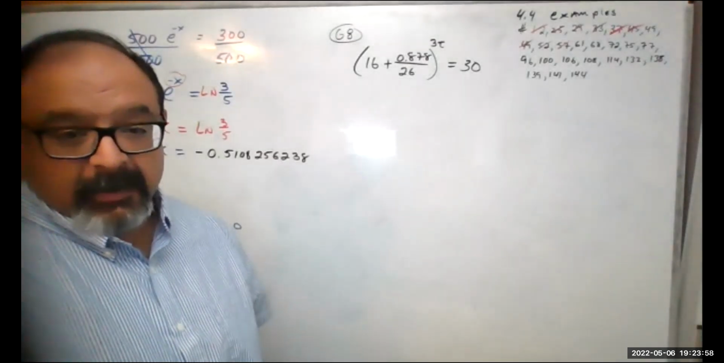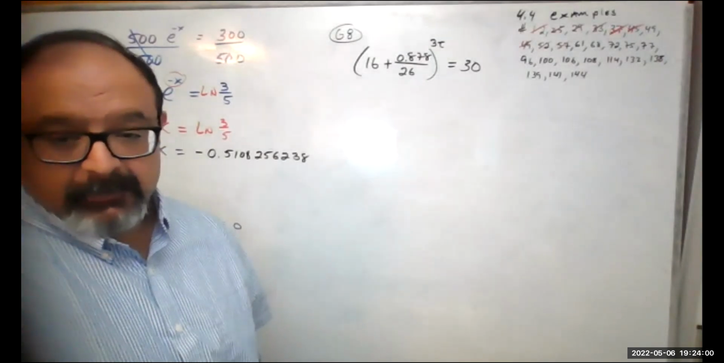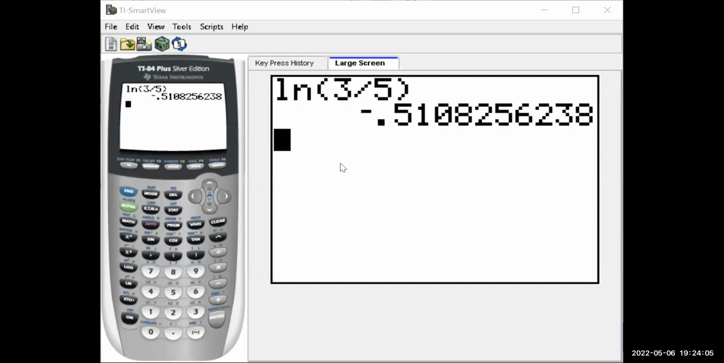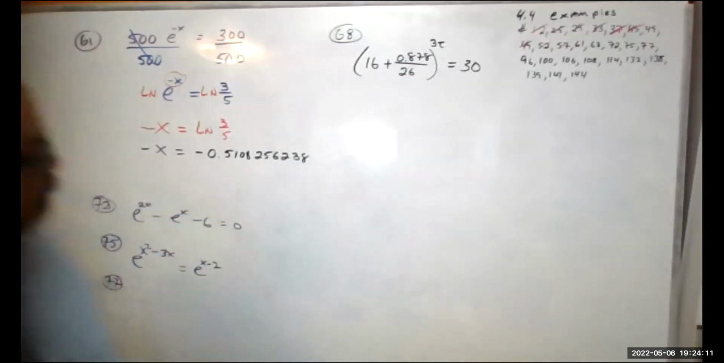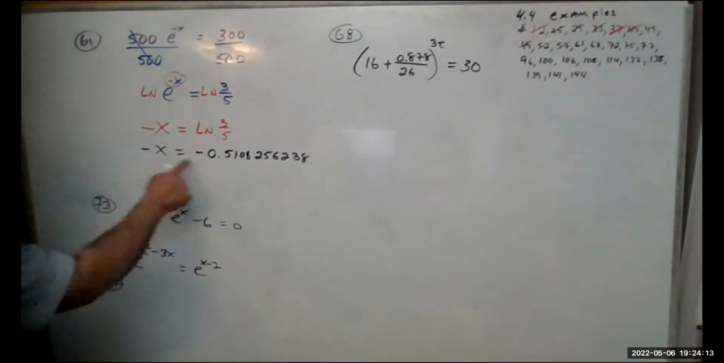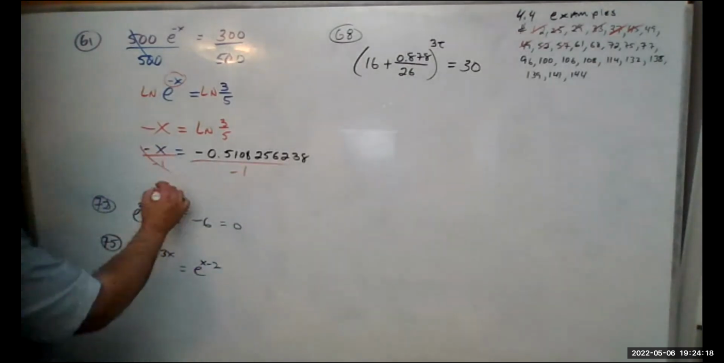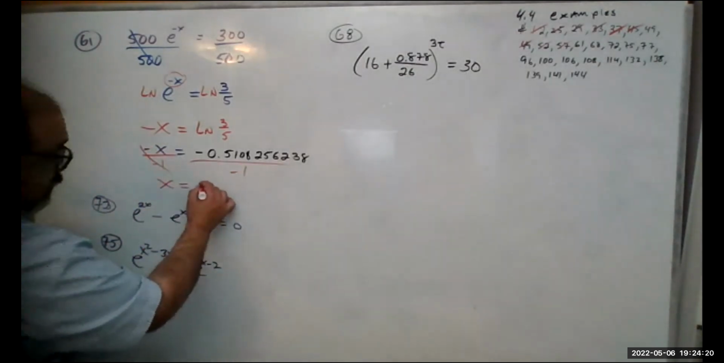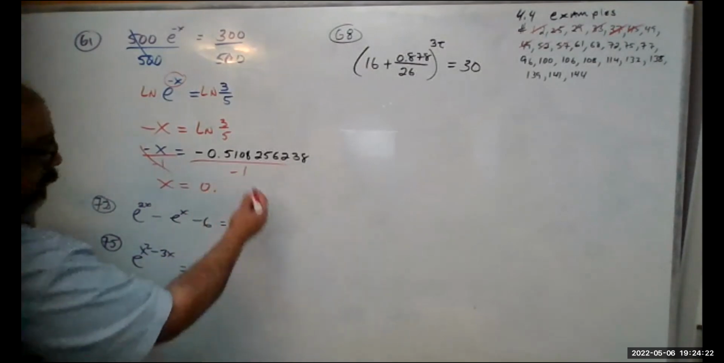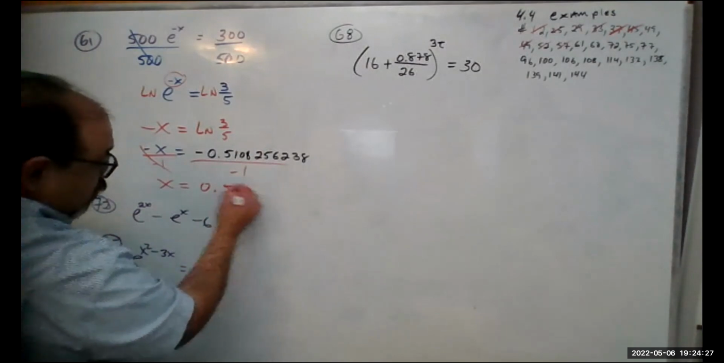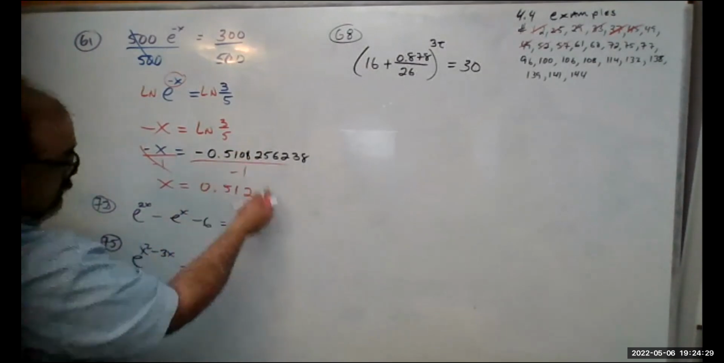And I'm sorry I did that off screen, so here I can show you very quickly. Natural log of 3/5. And then it's negative x equals that negative, so divide by -1. And your positive x is now positive, to 3 decimal places, 0.512, because the 8 rounds the 1 up to a 2.